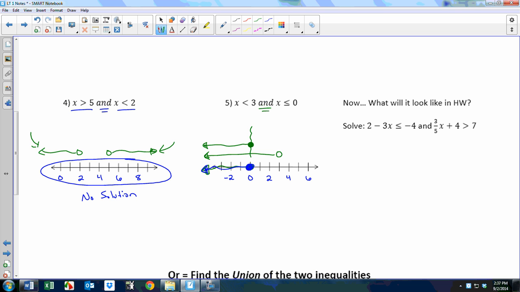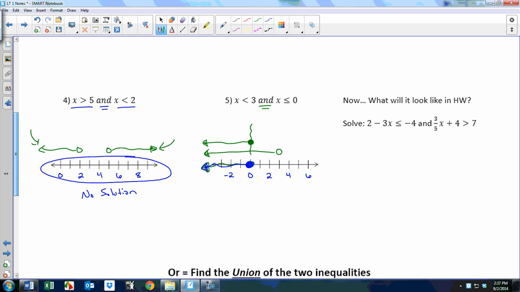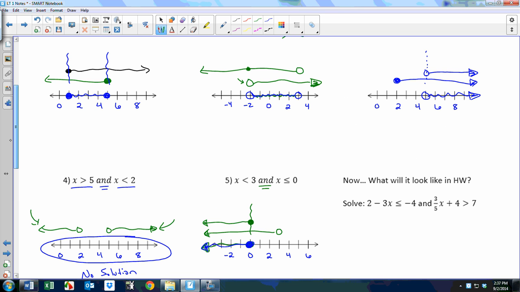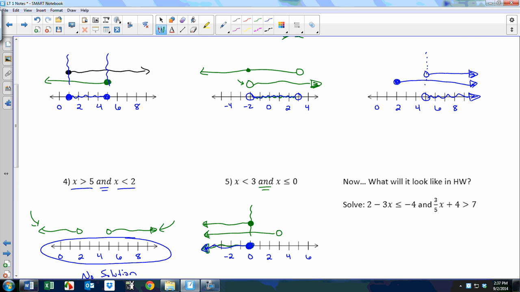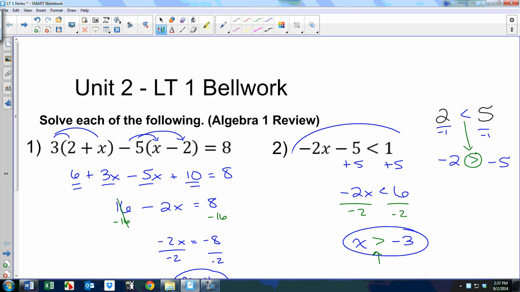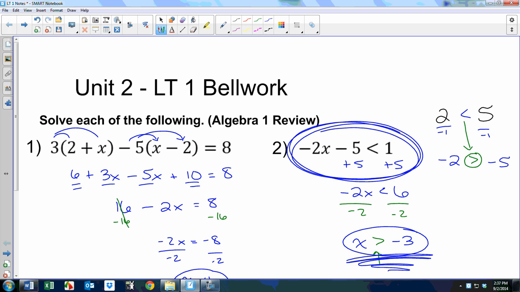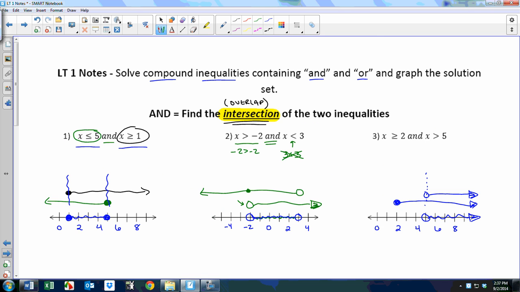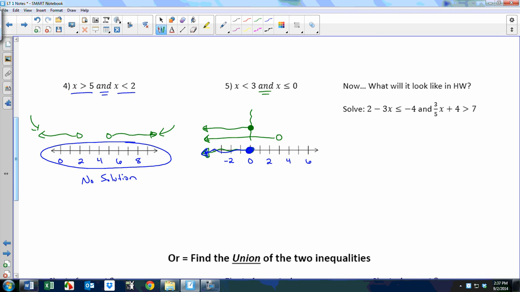All right, now, disclaimer. Most of the homework is not going to look like 1, 2, 3, 4, or 5. Now, that's not to say you're not going to need it. Most of the homework is going to have a few Algebra 1 steps, like this bell work problem had, before you get to x is greater than -3. So an actual homework problem would look more like this.